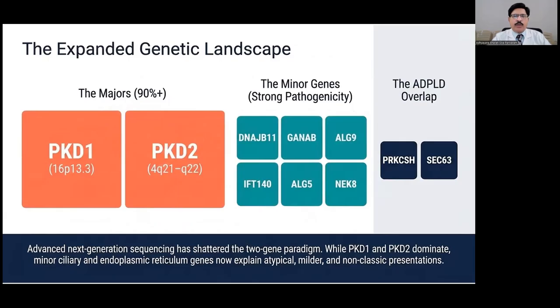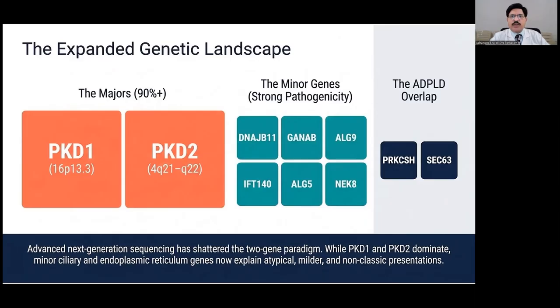Now, what are the various genetic landscapes of this disease? PKD1 and PKD2 are the two major important ones. PKD1 is at 16p13.3, on the 16th chromosome, and PKD2 at 4q21-q22. These are the areas where the PKD1 and PKD2 genes are located.